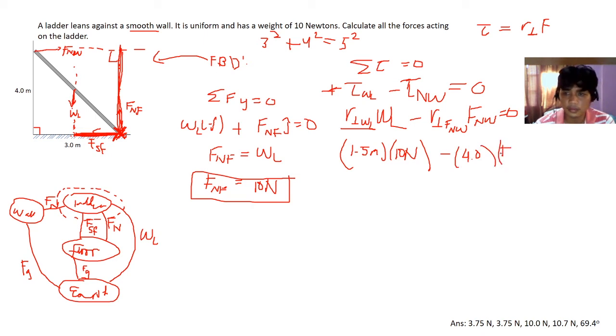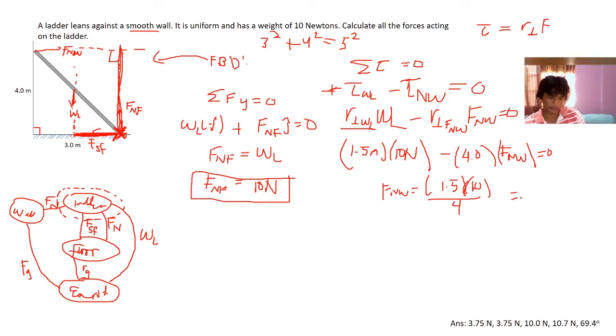And F_NW. Of course, you don't know what F_NW is, but that's what we're about to find out. F_NW, therefore, if you manipulate algebraically, you'll get 1.5 times 10 divided by 4, which is 15 divided by 4, 3.75. That's one of the other forces that we are looking for.